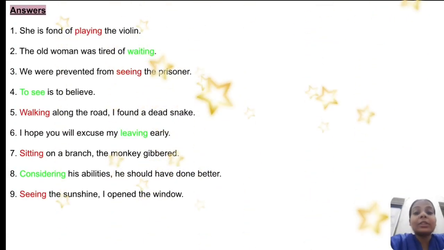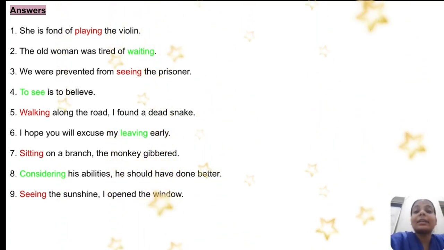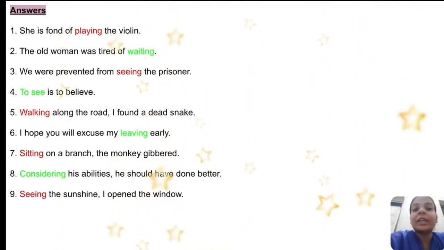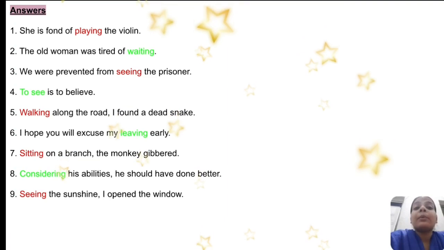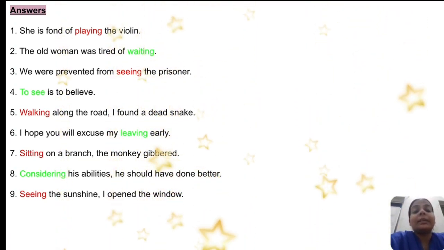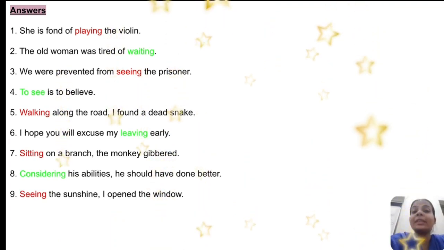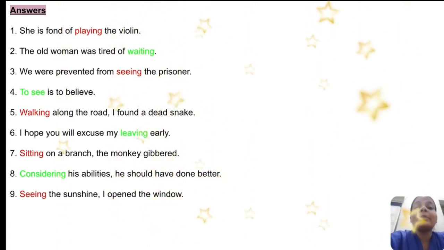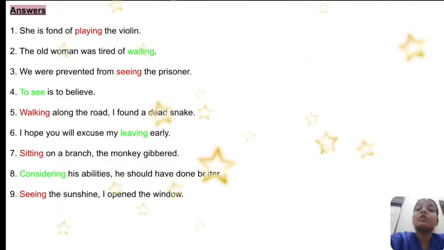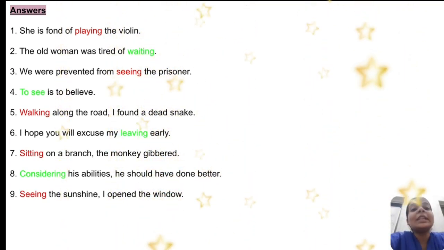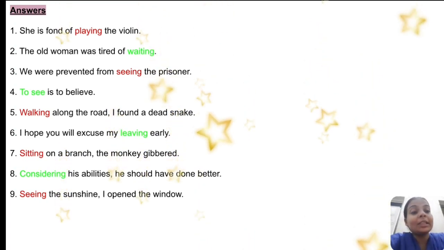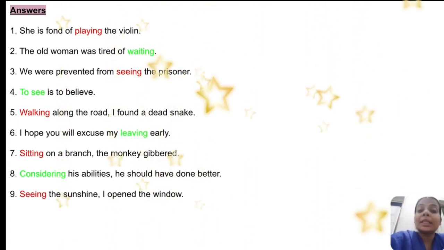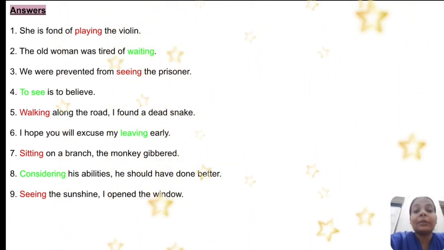Yes, so here is the answer for you. Hope all your answers are correct. She is fond of playing the violin. So here playing is gerund. The old woman was tired of waiting. So waiting is in ing form as you can see, and here it's used as a gerund. We were prevented from seeing the prisoner. So seeing is also a gerund. To see is to believe. So to see, that's infinitive, as it was already taught in the previous session. To plus verb form is called infinitive form of the verb.